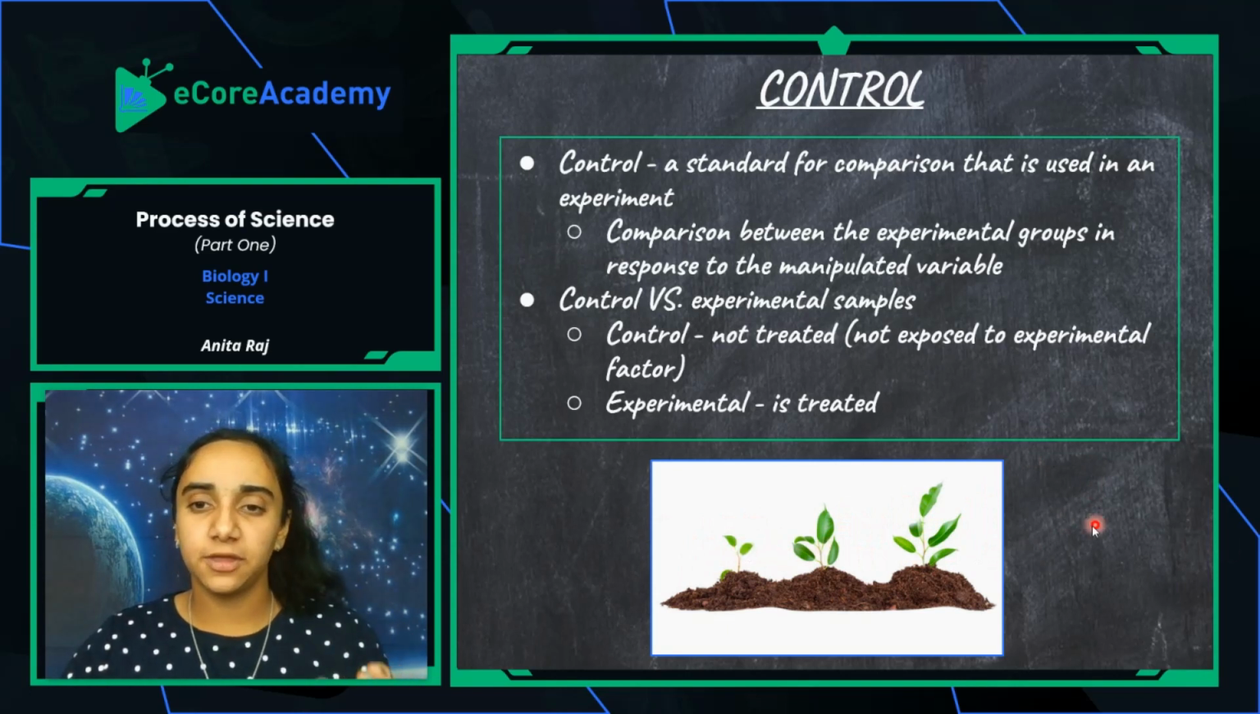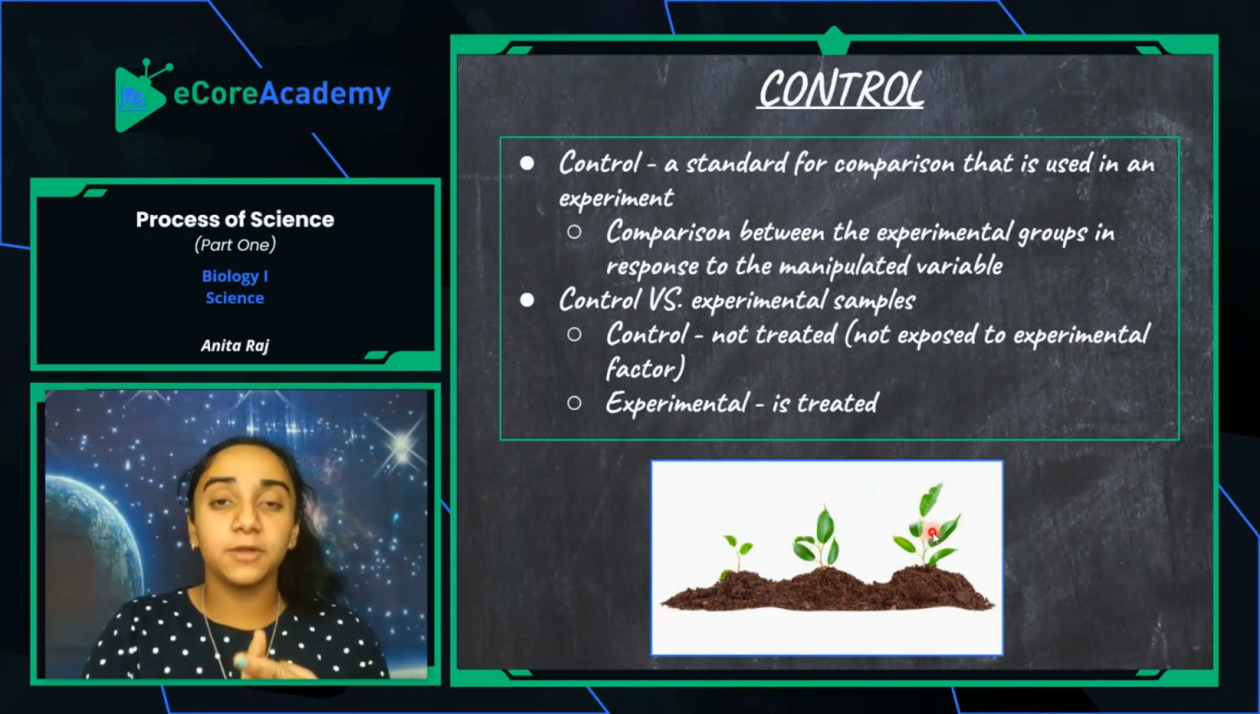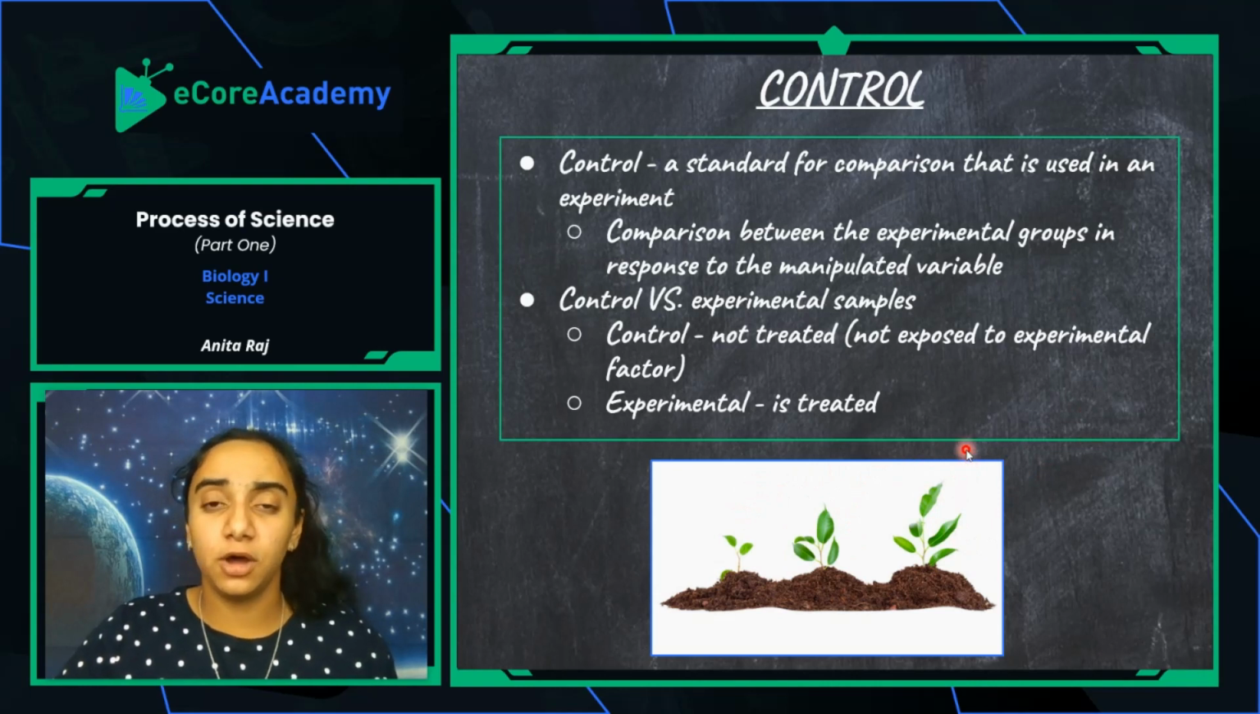I can compare its height to the control and say giving less than 0.5 liters of water will result in plant death. I'm comparing both these experimental groups back to this standard of comparison so that then I can compare those experimental groups together. So the comparison between the experimental groups in response to the manipulated variable. The manipulated variable is again the independent variable. We're just trying to compare how different plants in this case are responding to different amounts of water.